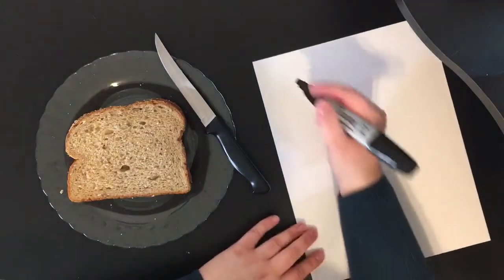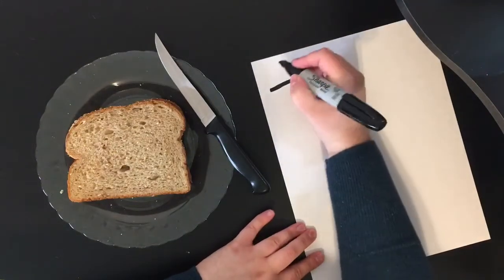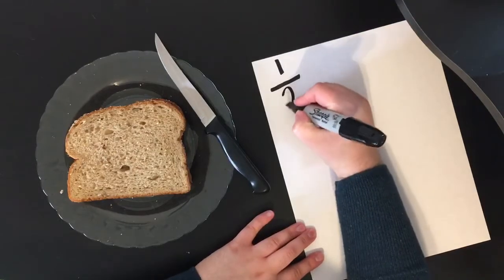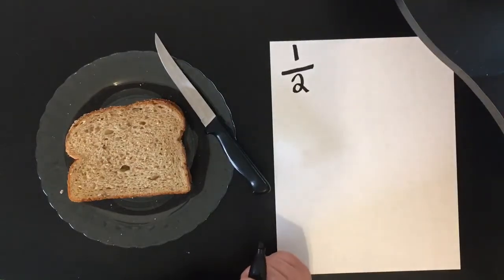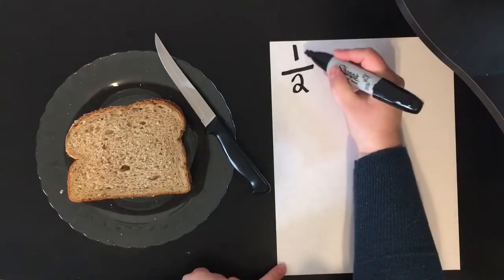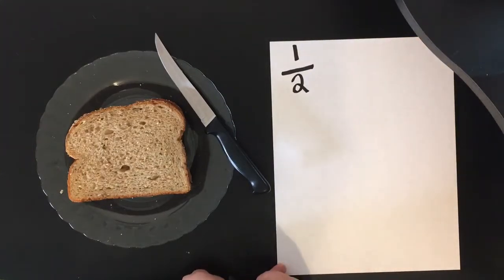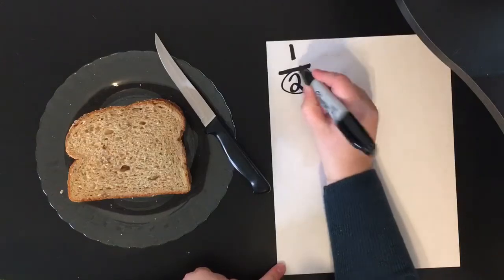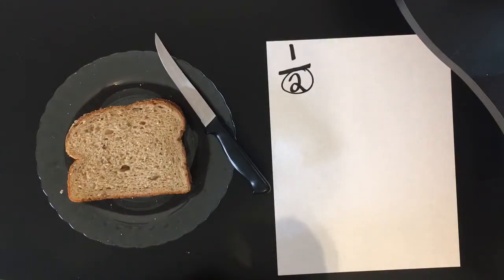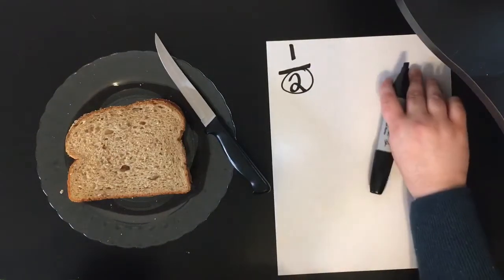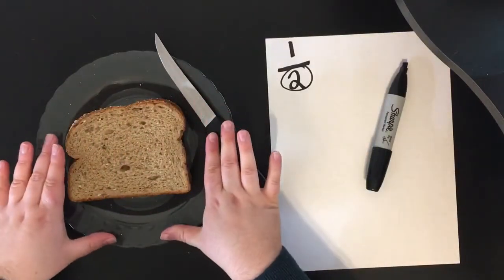So say you're talking about a fraction. Say you have a 1 over a 2. Do you know which one is your denominator? Is it the one over the fraction line or the one under? Yeah, it's the one under. Good job. All right. So here we have a whole sandwich.